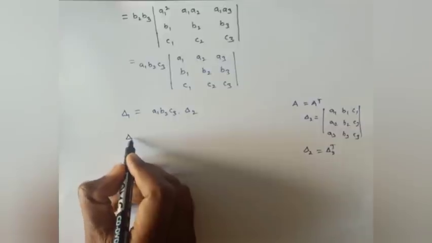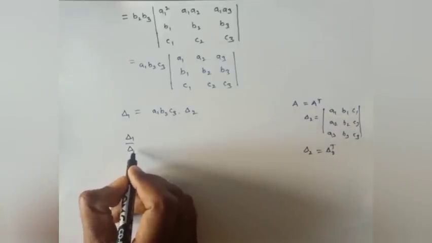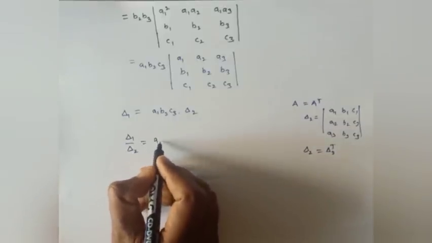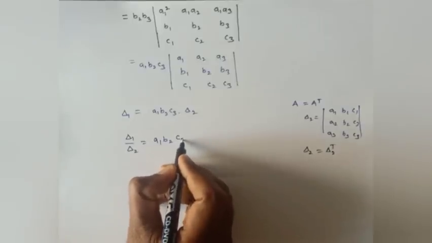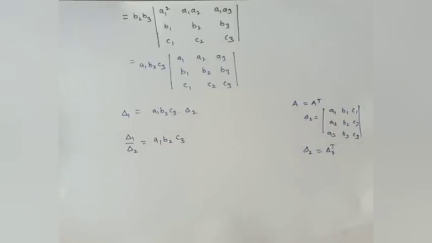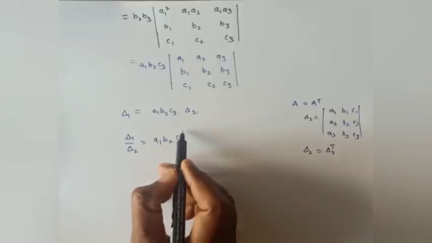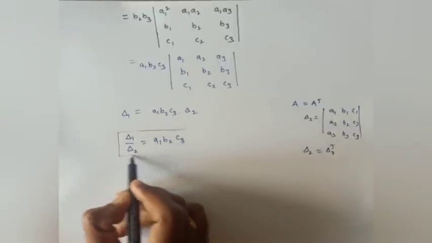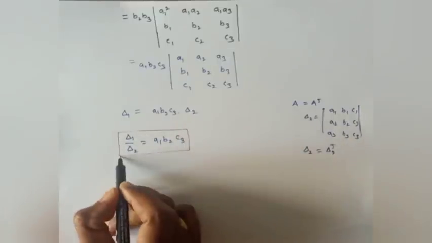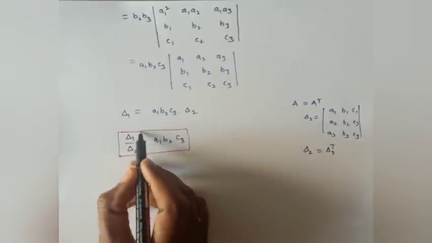So dividing on both sides with delta 1, it is delta 1 by delta 2 is equal to A1 into B2 into C3. So this is our resultant, delta 1 by delta 2 is equal to A1 into B2 into C3.